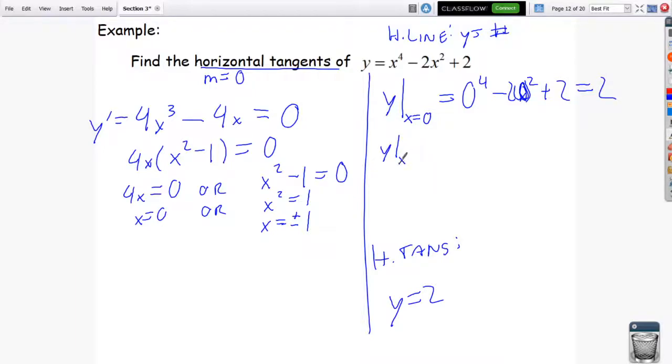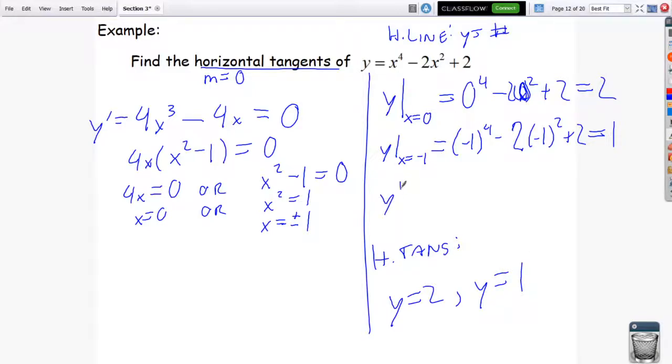Evaluate y when x equals -1. We've got -1 to the 4th minus 2 times -1 squared plus 2. Whew, almost messed that up. So this is +1. This is +1. So I've got 1 minus 2. 1 minus 2 is -1 plus 2 gives me 1. So another horizontal tangent that I have is y equals 1.